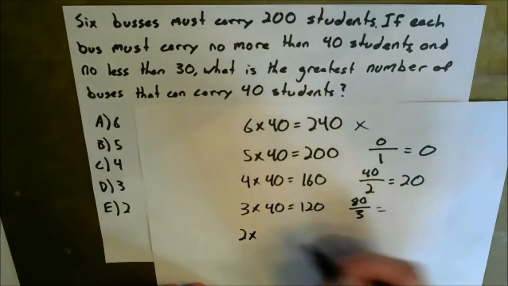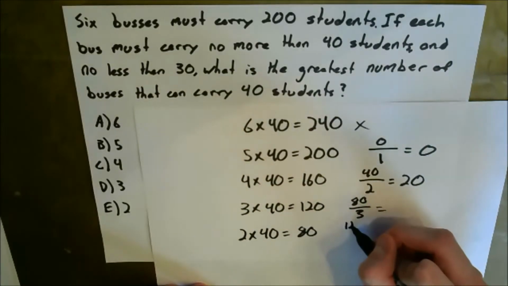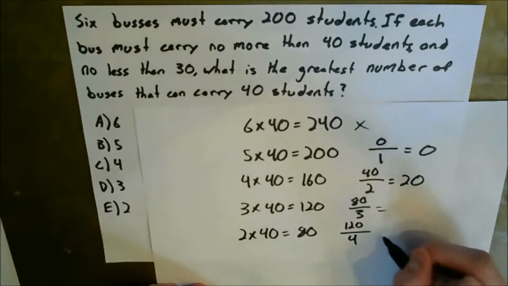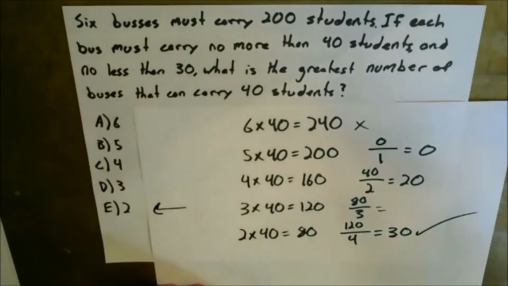Let's try 2, the last possible answer. 2 times 40 equals 80, leaving 120 students to be divided among 4 buses, which means there will be 30 students in each of these buses. That works. So our answer is E, 2.